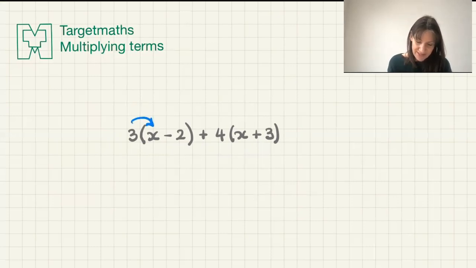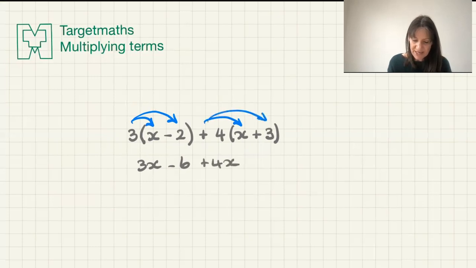Okay, so 3 times x is 3x. 3 times minus 2 is minus 6. 4 times x is 4x. And our last bit, 4 times 3, both positive, so 12.